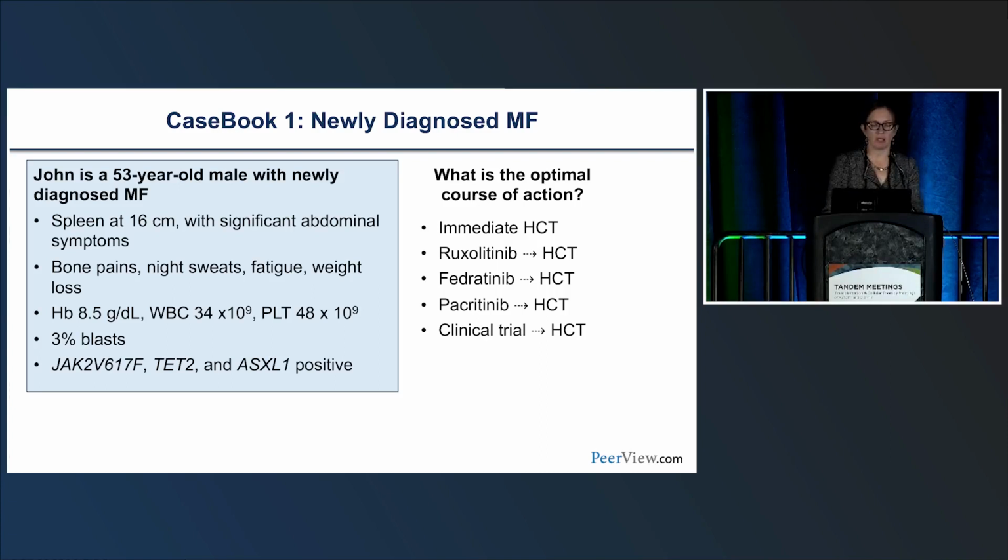So casebook 1: John is a 53-year-old male with newly diagnosed myelofibrosis. Spleen is 16 centimeters. And he has a lot of abdominal symptoms. He has a lot of constitutional symptoms, anemia, a higher white blood cell count, and a platelet count that's less than 50. And of note, he has a JAK2 mutation as well as TET2 and ASXL1. So what is the optimal course for this patient? Serge?